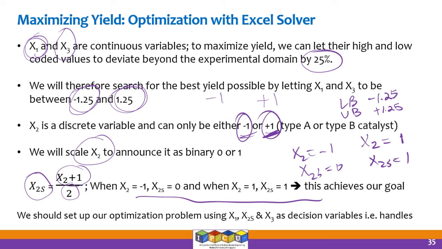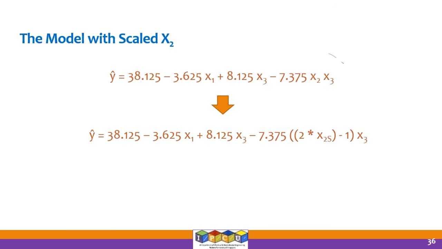Okay, so we are going to set up our optimization problem using x1, x2s, and x3. x1 and x3 will be continuous variables, and x2s will be binary. x2s can only take values either 0 or 1. x1 and x3 are allowed to go anywhere between minus 1.25 and plus 1.25. So this is our model that we got from stepwise regression.